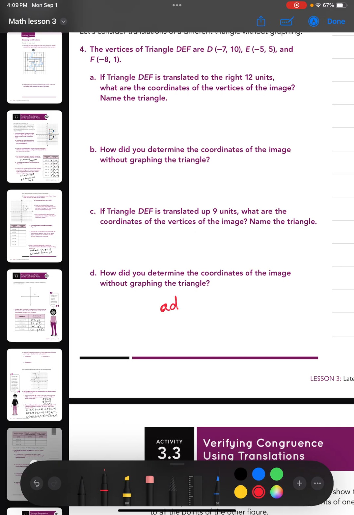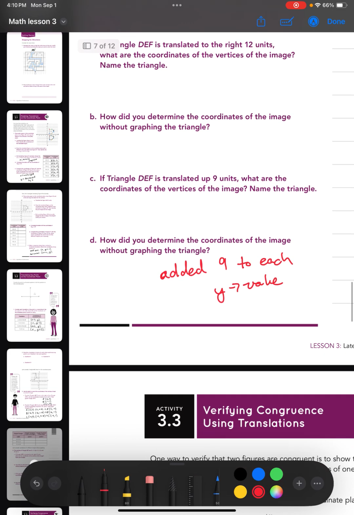It all disappeared on me again. That's okay. You can always rewind the video if you were still writing that. I must have hit erase on that. So we added 9 to each Y value. Again, if you were behind on writing that, just rewind the video to before.